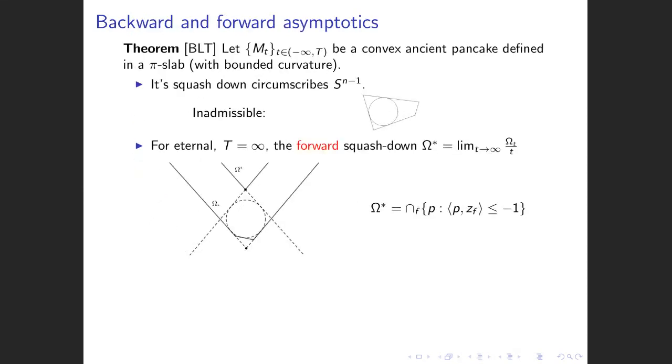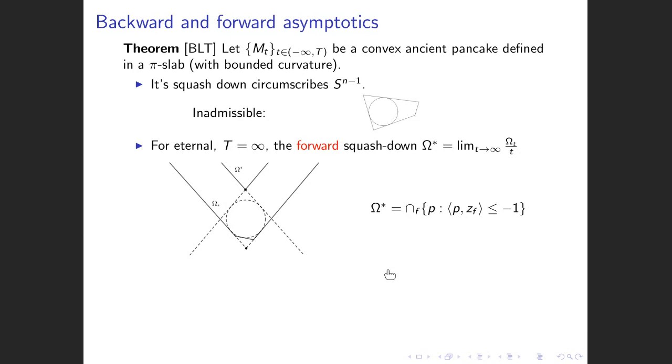Okay, and let's go to the second question, which is, in general, if you want to look at the squash down of a solution, what does it look like? We were able to show that if you have a convex ancient solution, again compact or non-compact, it doesn't matter, and we only normalize so that it lives in a slab of width pi, then the squash down should always circumscribe S^{n-1}. So a picture like here is not admissible. It should always circumscribe S^{n-1}.